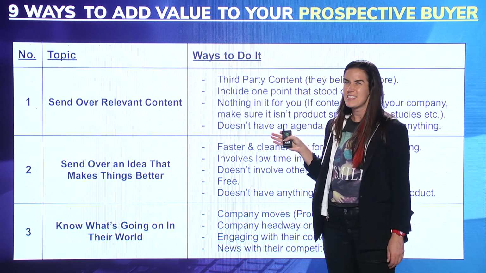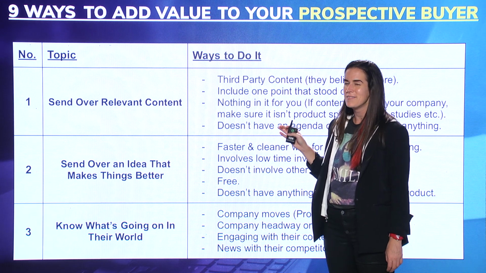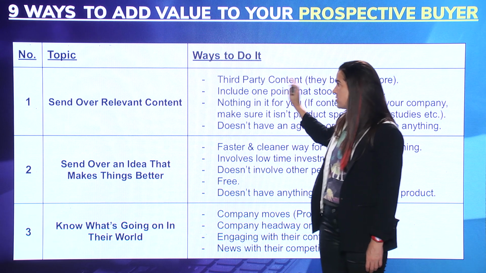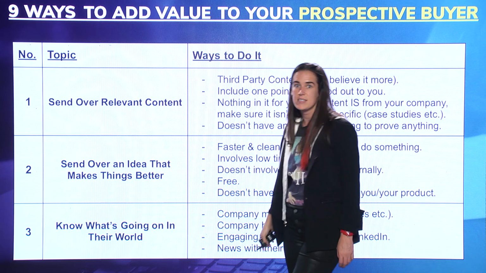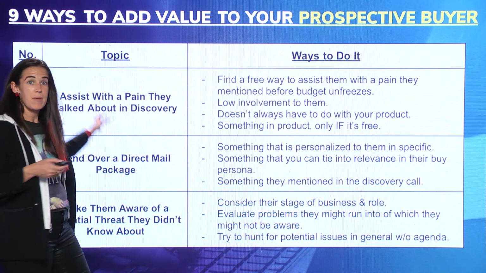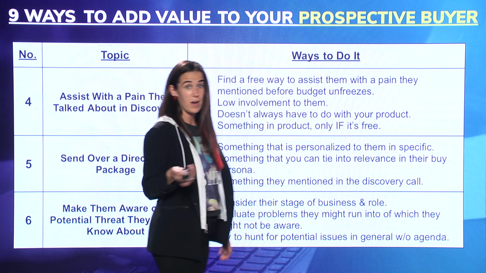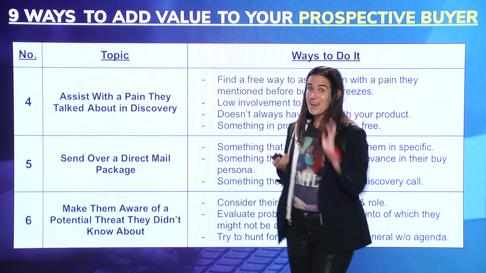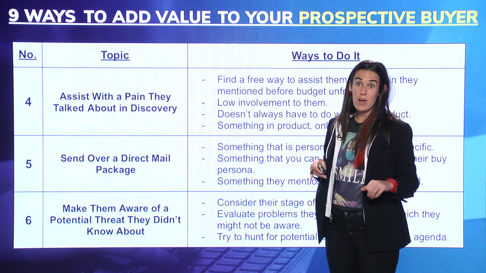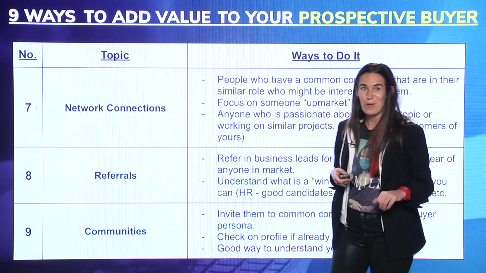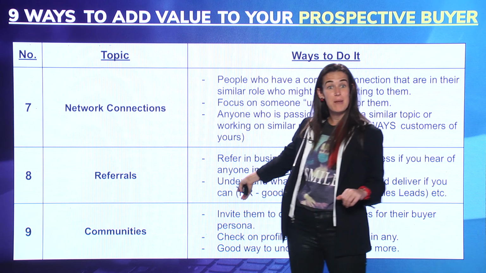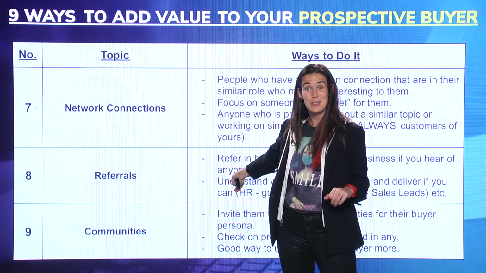If you want to hear more on this, I think it's session 8 within season 2, where I talk about the different pieces of value you can add. But you can send over relevant content, send over ideas to make things better, know what's going on in their world, assist them with some kind of pain point that doesn't necessarily have to do with your product. Send over a direct mail package that has to do with them that they really want. Make them aware of a potential threat that they didn't know about, so you're really being in their corner and looking out for them. Give them a network connection, give them a referral of some kind of business that they would actually want, so maybe you can close some deals for them.